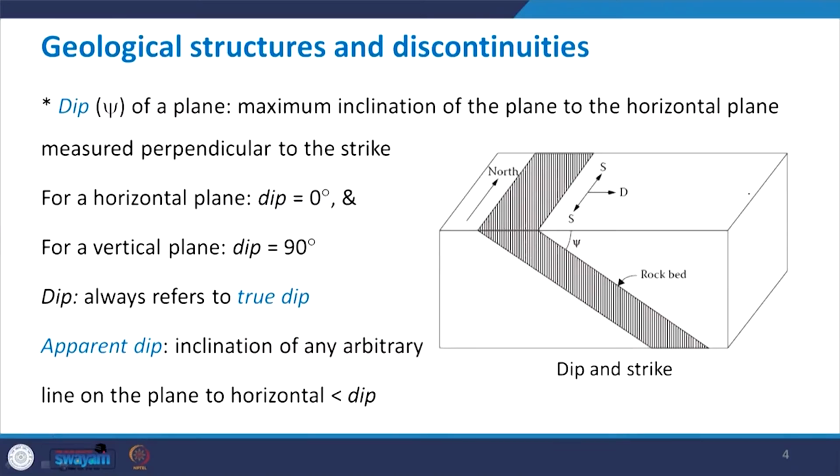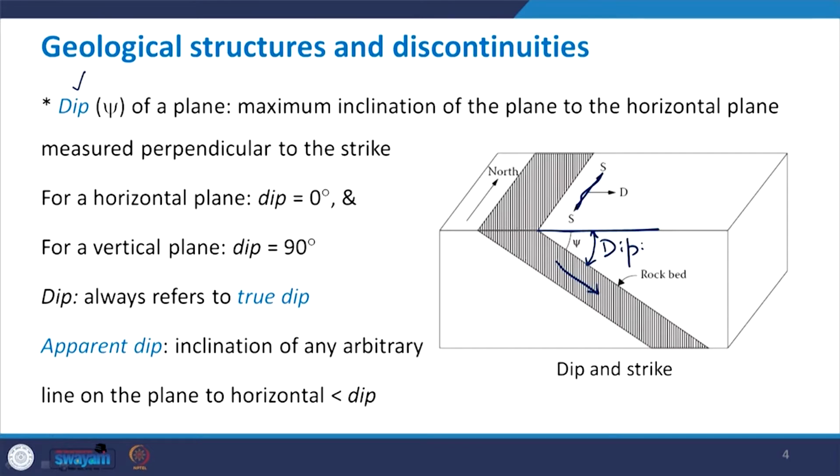Coming to the next aspect, which is the dip of the plane, you can see that it is the maximum inclination of the plane to the horizontal plane, measured perpendicular to the strike. So, you see this is the strike, the horizontal line is this, and this is the rock bed. This angle is going to be the dip of the plane.